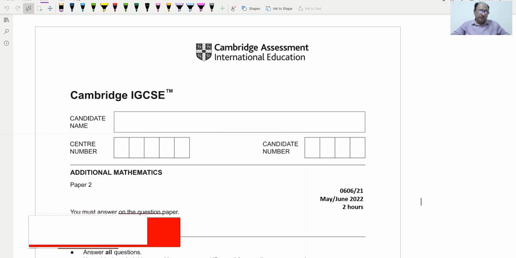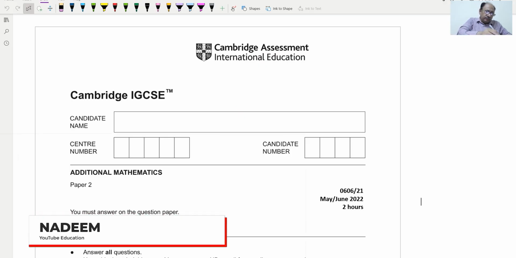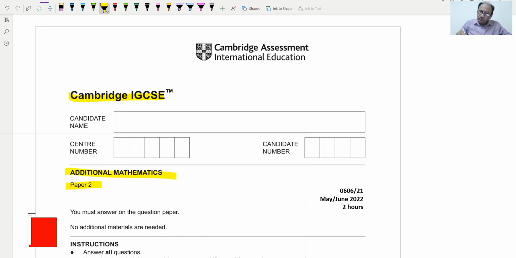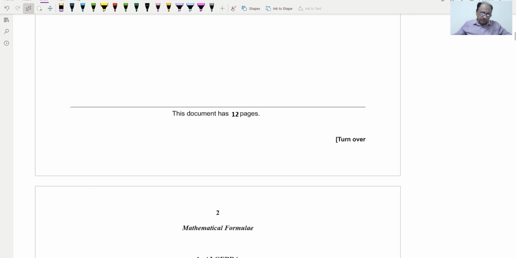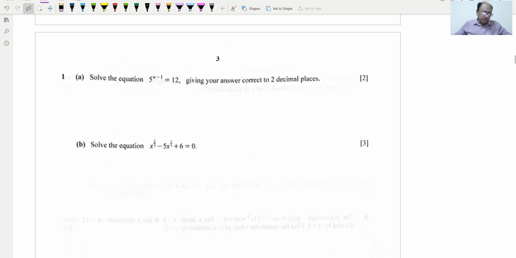Hello everyone, today we'll be going through Cambridge IGCSE Additional Mathematics Paper 2, 0606/21, May-June 2022. Let us move to question number 1.